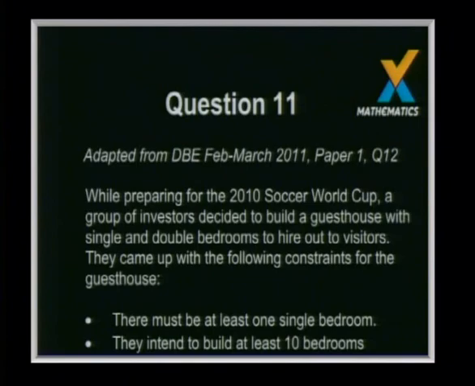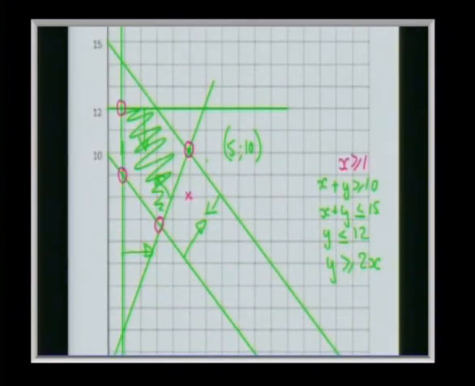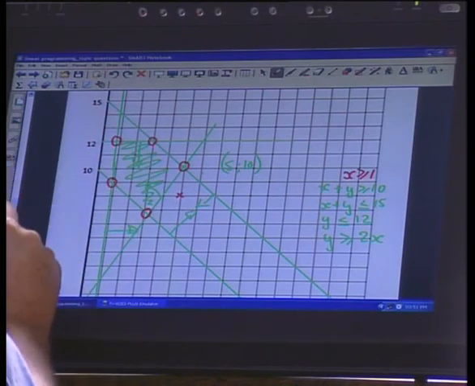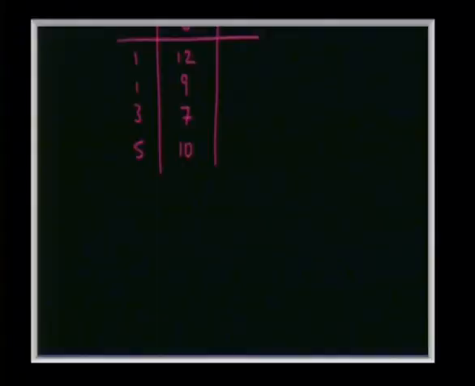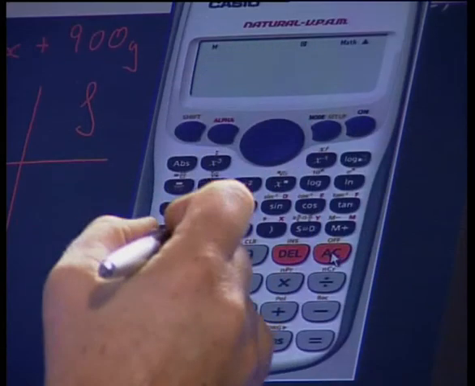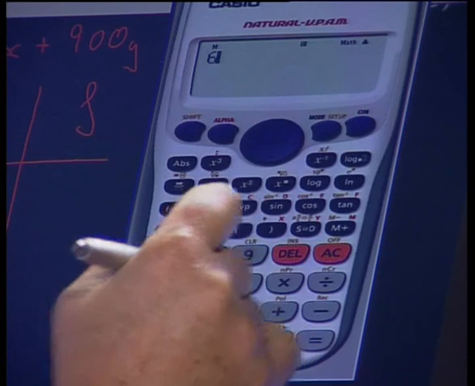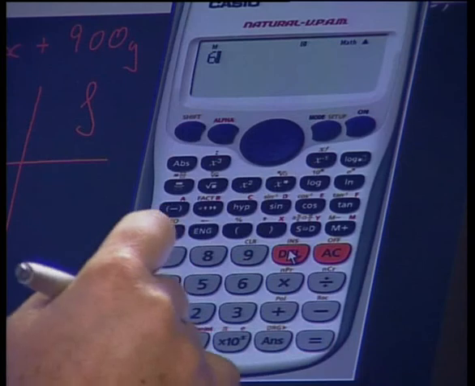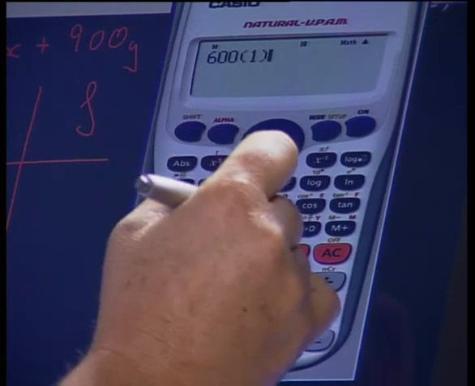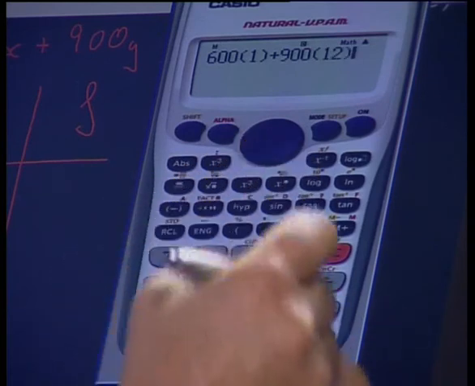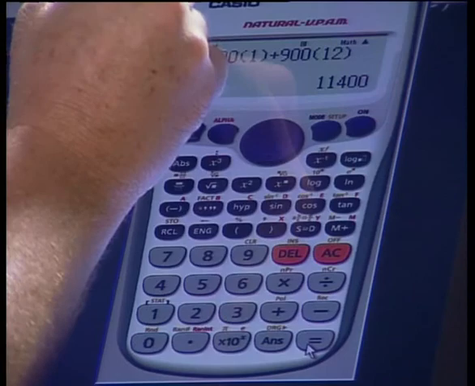And our last vertex, because there were 5, there it's hiding over there, that'll be the point (3,12). Okay, let's use our trusty calculator, and we'll have 600 times 1 plus 900 times 12. Yep, 11,400.